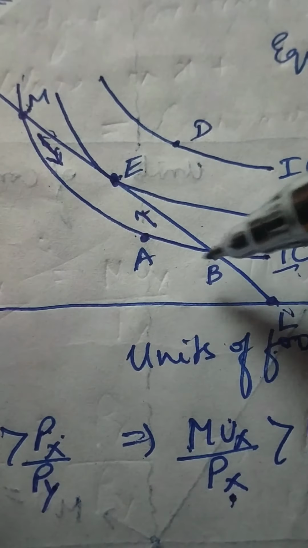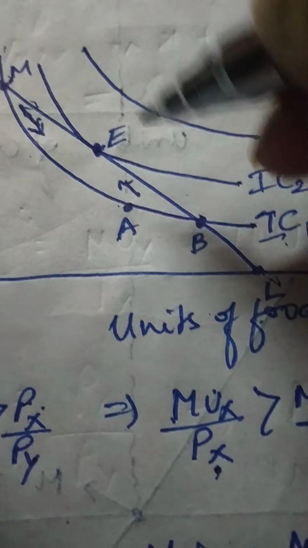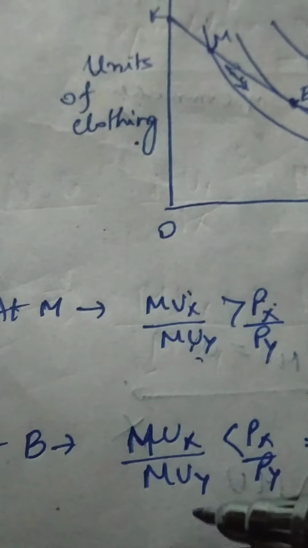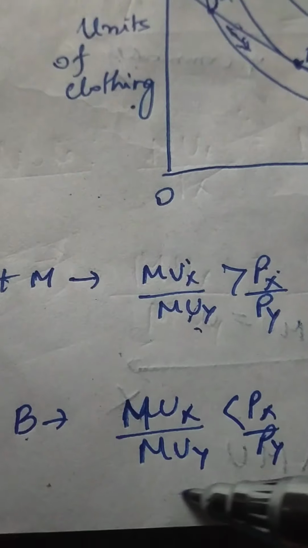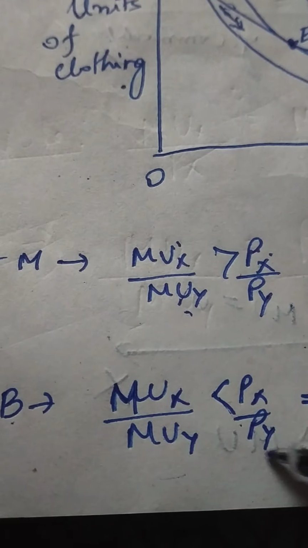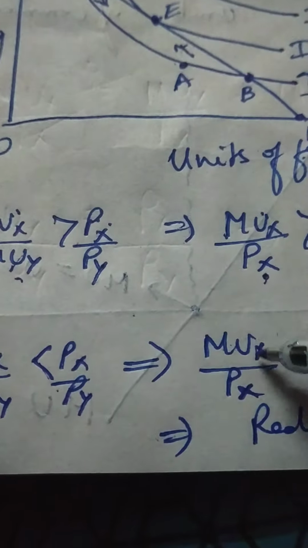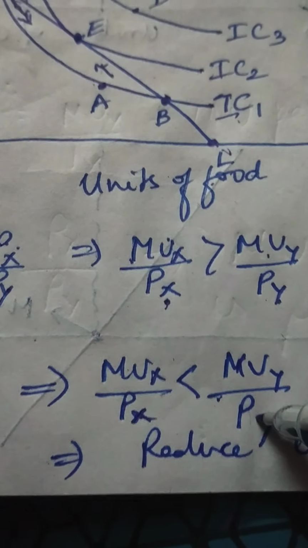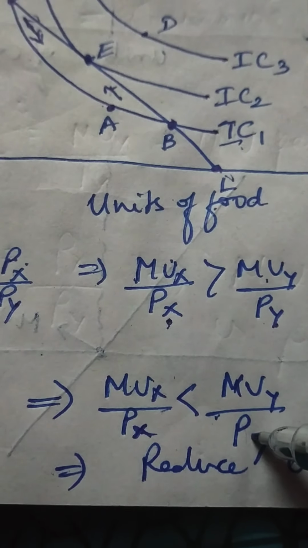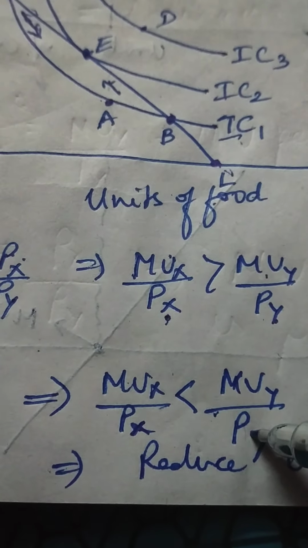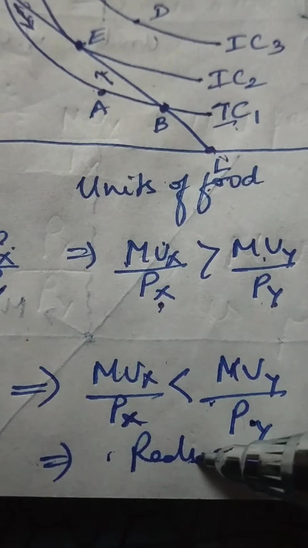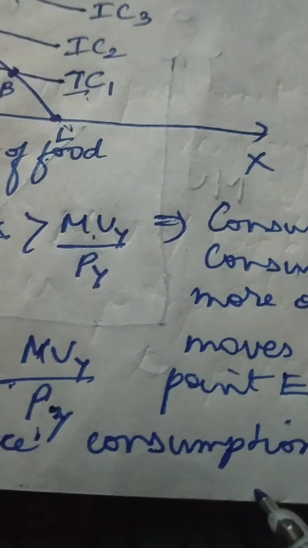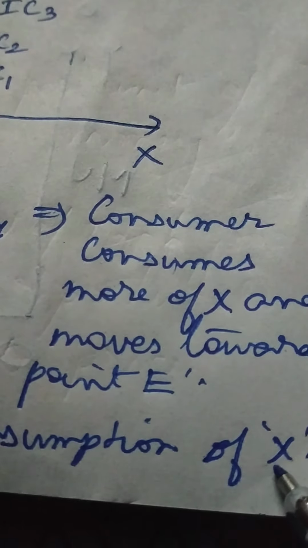Similarly, at point B, see, the IC is flatter than the budget line. It is lying more flat than the budget line. That means at point B, the slope of the indifference curve is less than the slope of the budget line. So, MUX by PX is less than MUY by PY. Applying the same logic, now the rational consumer finds that by spending 1 rupee on X, he is getting less utility than by spending 1 unit on Y. Thereby, he will reduce the consumption of X.